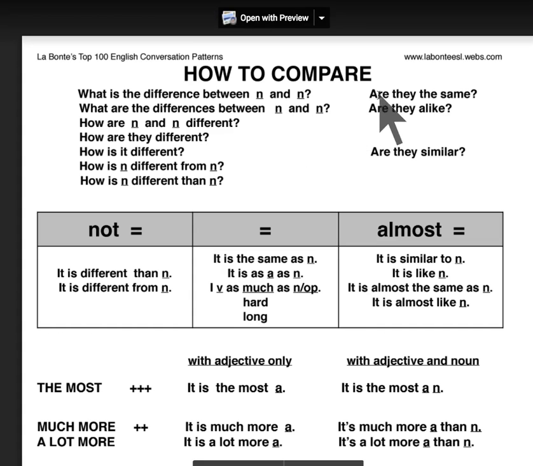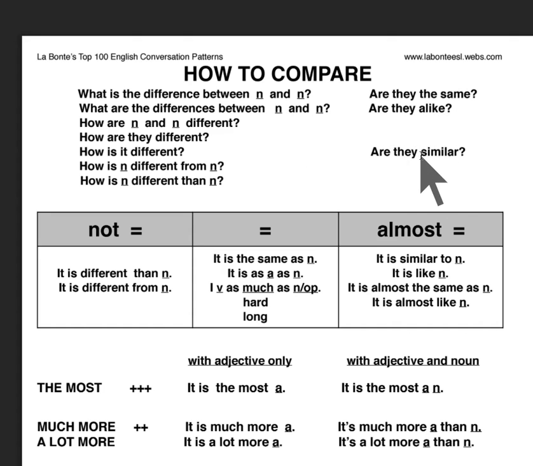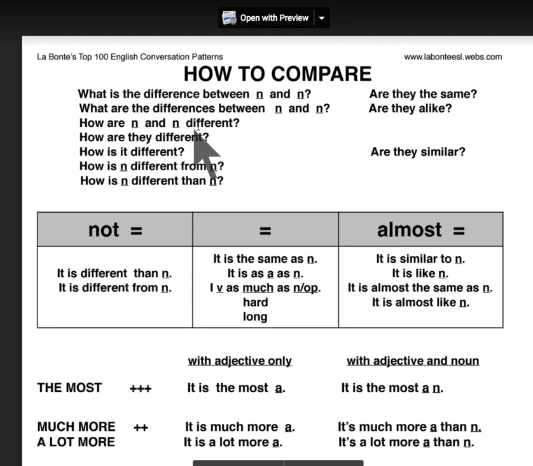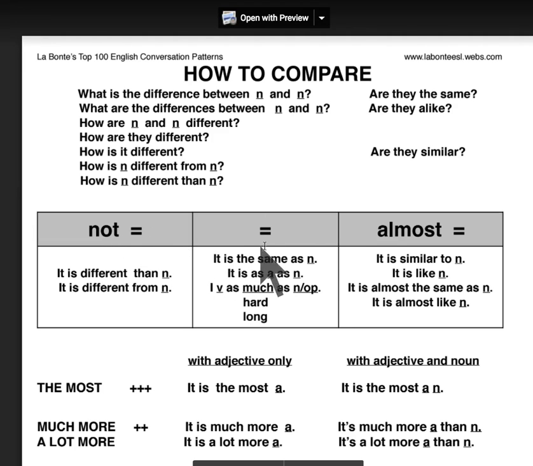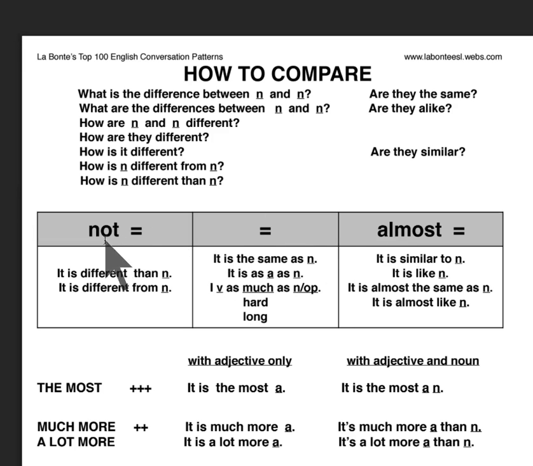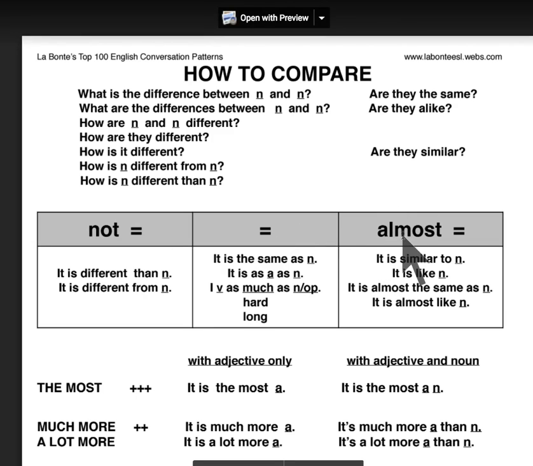There are 2 general ways to ask how things are the same and how things are similar. I would see if your students are familiar with these and if they're comfortable with them. Once again, I bring this up because my students usually had a little bit of a problem with it. I then tried to make a little graph here of how we express things that are not equal, things that are the same, and things that are almost the same.